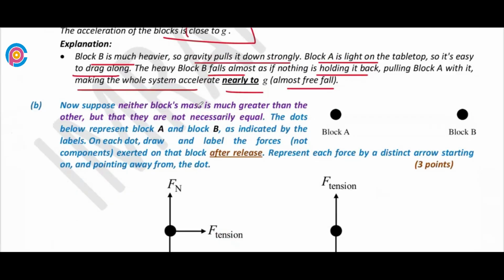Now suppose neither block's mass is greater than the other, though they are not necessarily equal. The dot represents block A, and block B is indicated by the label on each dot. Draw and label the forces, not components, exerted on each block after release. Represent each force by a distinct arrow starting on and pointing away from the dot.